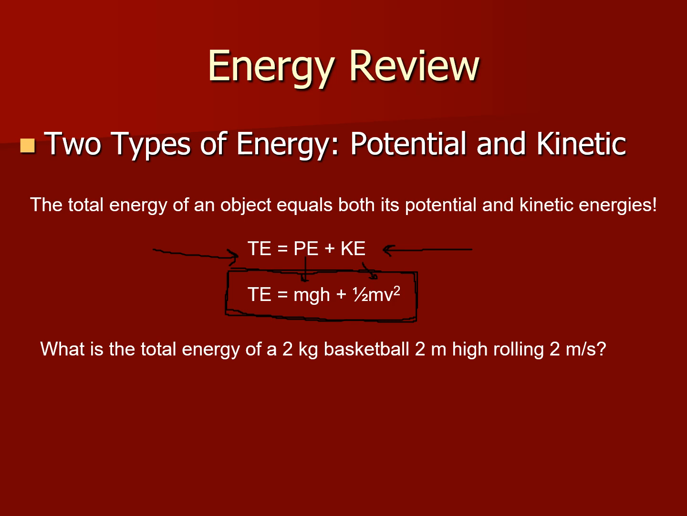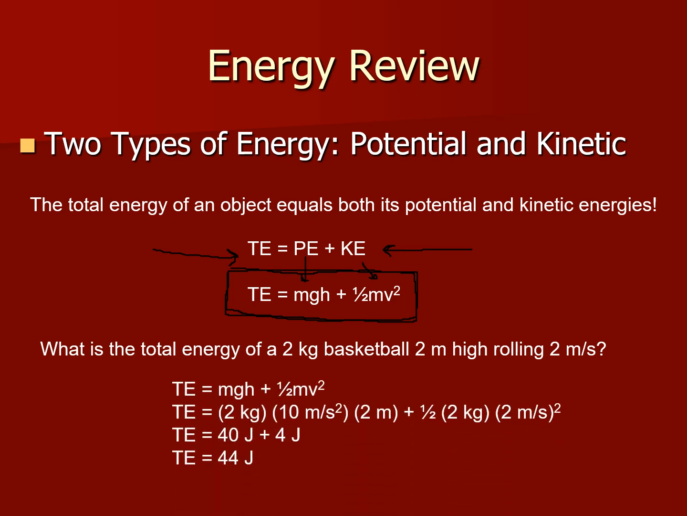So this is: what is the total energy of a 2 kilogram basketball, 2 meters high, rolling 2 meters per second? This is actually really simple. This is not very hard. This is what we did last time. You just plug the numbers into the equations and you solve and you add. I said this is the potential energy, this is the kinetic energy, you just add them and that's how you get the total energy. So I'm not changing anything that we did last time. I'm just going to add one small thing to it.